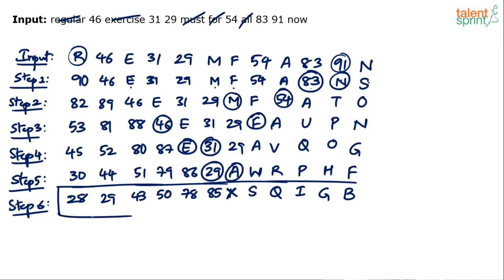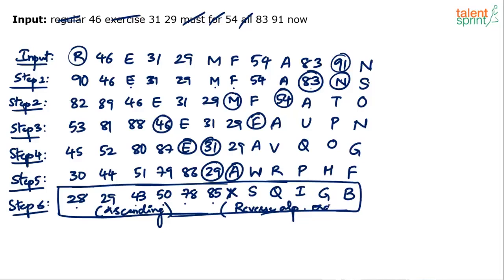And now to verify whether you have done it right or not, you can quickly check the logic that we had verified, right? What is the logic? The numbers have to be in the beginning in ascending order. Letters have to be at the end in reverse alphabetical order, right? So check the numbers 28, 29, 43, 50, 78, 85. Yes, correct. These are all in ascending order. And the letters X, S, Q, I, G, B are all in reverse alphabetical order. Now you can answer the questions very easily.